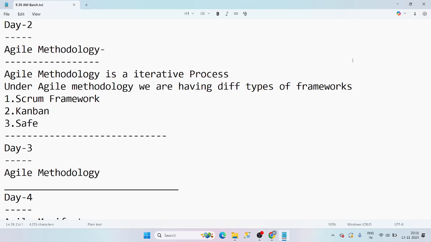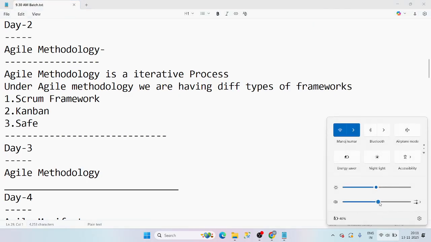Right. Now I will teach these things. What is meant by Agile methodology? Yes, you are right. You said the whole definition. I'm glad to hear that. Let me improve my volume as well. I think I'm on 50.